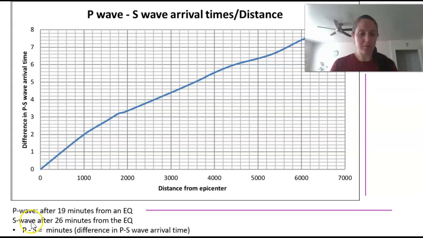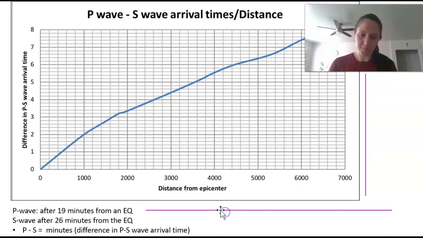So obviously, secondary waves or S waves arrive later, so the amount of minutes is going to be greater. P waves are going to arrive earlier, so the amount of minutes is less. So you subtract 19 from 26, so that gives us 7. So you're looking at the difference in P-S wave arrival time, 7 minutes.